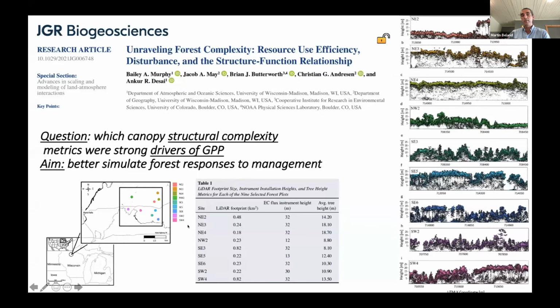The UAV is easy to launch at each of these areas, and it provided, as you can see on the right, high level of detail on the forest structure. And the goal of this was to look at how to better simulate the response to different management practices. So this is another interesting use of the UAV LiDAR.